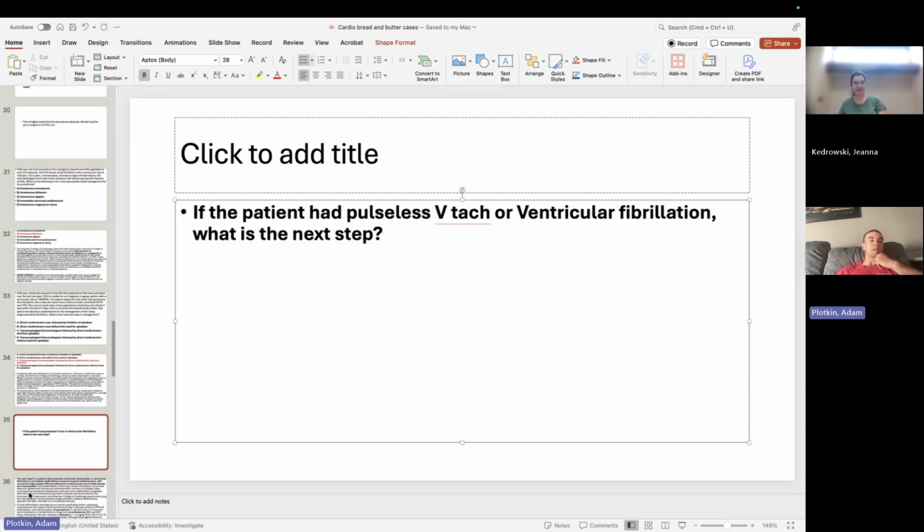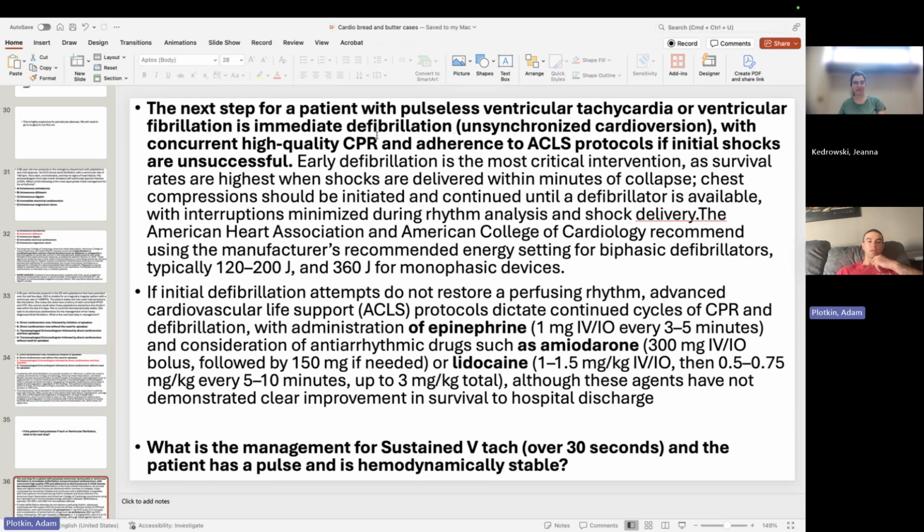We'll do unsynchronized cardioversion or defibrillation, right? So AFib, hemodynamically unstable AFib, we can do direct cardioversion or synchronized cardioversion because we can still synchronize to the QRS, okay? And we can hit that shock right on the QRS to kind of bring us back. When you have a patient who has pulseless VTach or ventricular fibrillation, there's not really like an underlying rhythm. So we don't have anything to synchronize to. So we do unsynchronized defib, right?